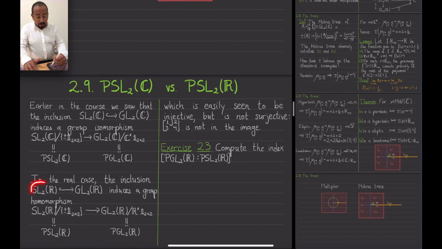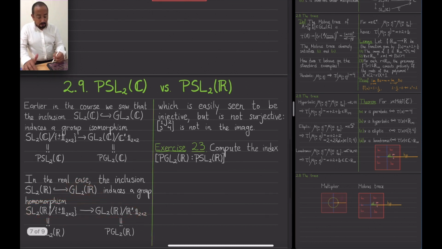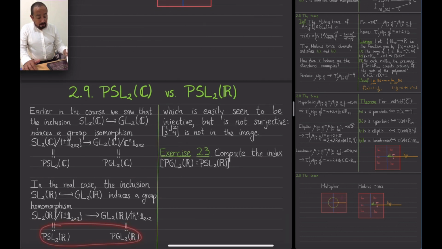So in the real case, the inclusion of the special linear real group in the general linear real group does induce a homomorphism, obviously, and while this homomorphism is injective, something that can be shown very easily, it is not surjective, right? And it's very easy to give things that are not in the image. The idea is pretty much to take anything with negative determinant, because when you want to represent the Möbius transformation with something of determinant 1, you have to divide by the square root of the determinant, and then that takes you out of the real numbers. That's the basic reason why it's not surjective.